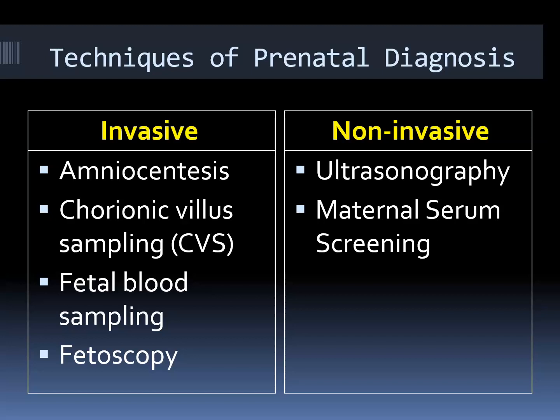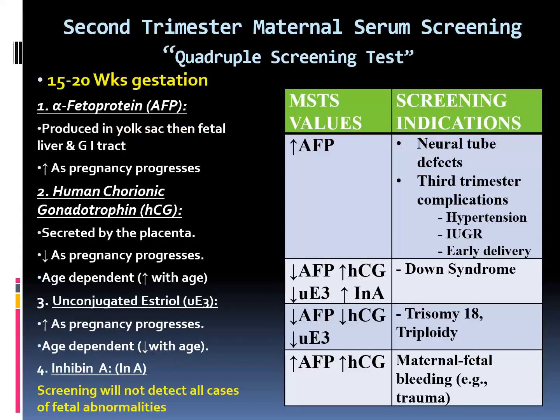The invasive ones are like amniocentesis, chorionic villus sampling, fetal blood sampling, fetoscopy. And the non-invasive like using ultrasonography and maternal serum screening. And I want you really to take into consideration those non-invasive ones, because they are very important. It's easy to do in our labs. And the most common or famous one is the quadruple screening test or triple screening test.